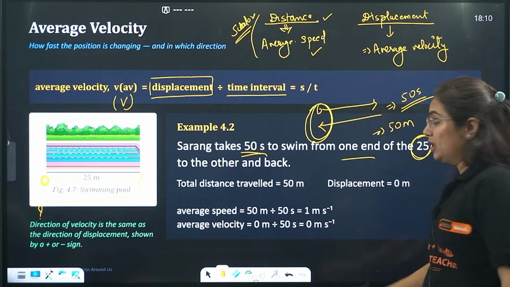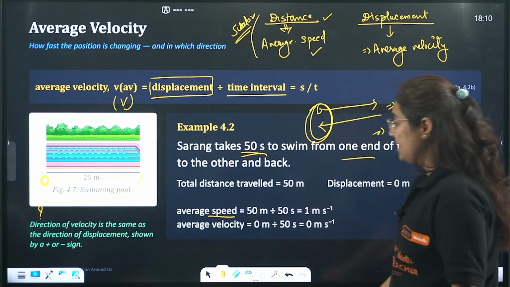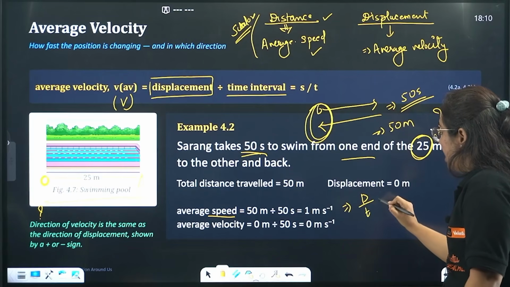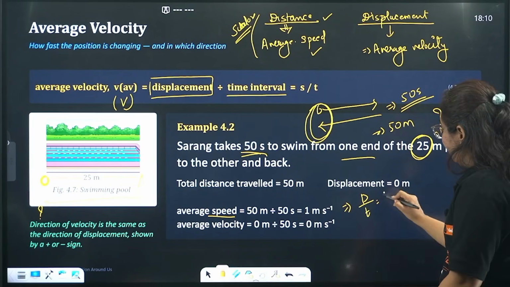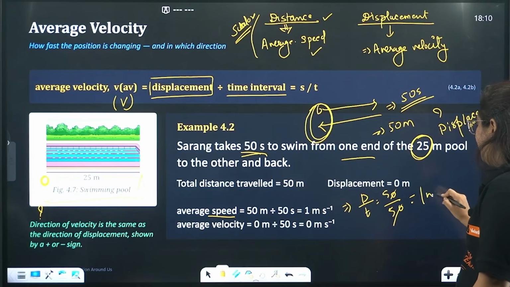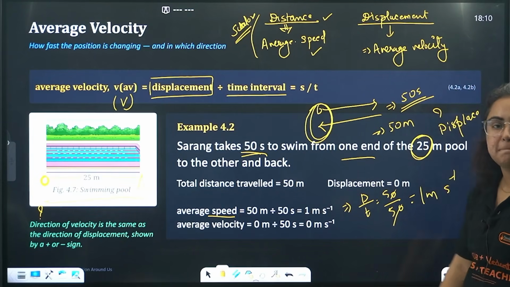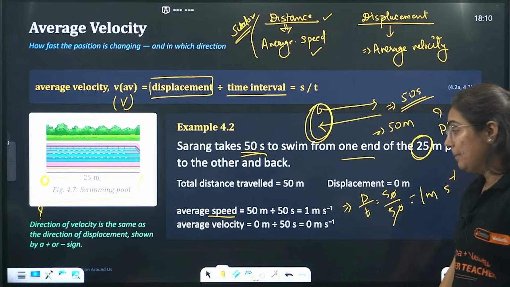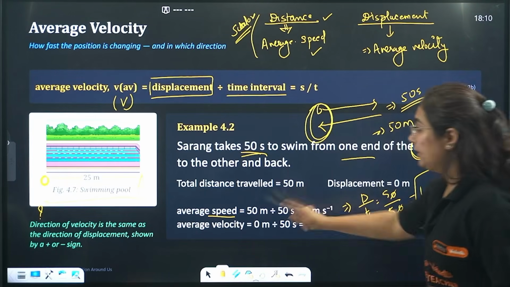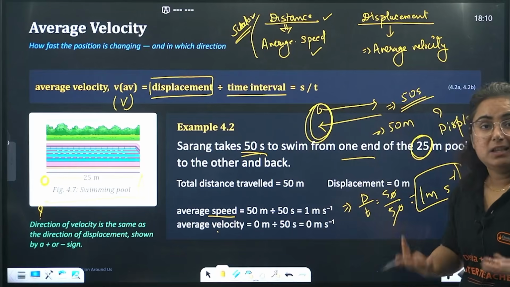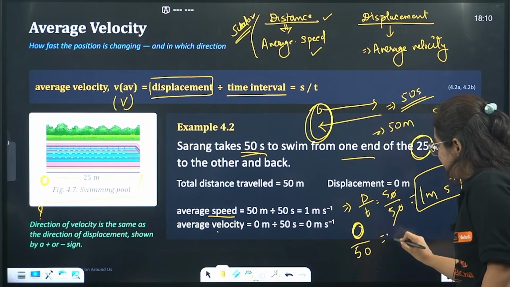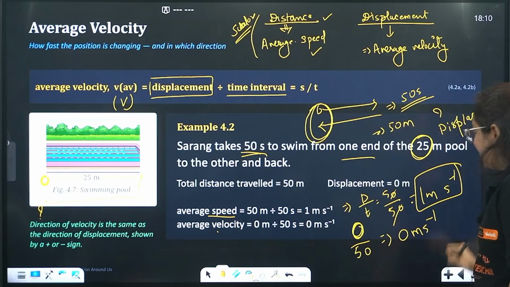So when I ask you what is the average speed of the person, you will tell, ma'am, total distance upon time. What was the distance beta? 50 meters in 50 seconds, 1 meter per second. Right? The SI unit will become 1 meter per second. When we talk about velocity, displacement is 0. 0 upon 50 becomes 0 meter per second.